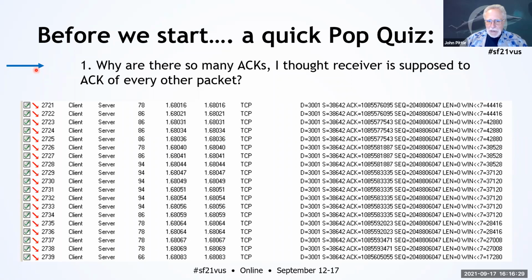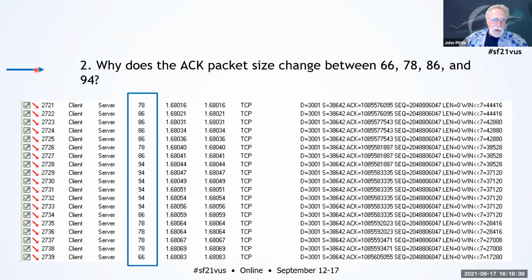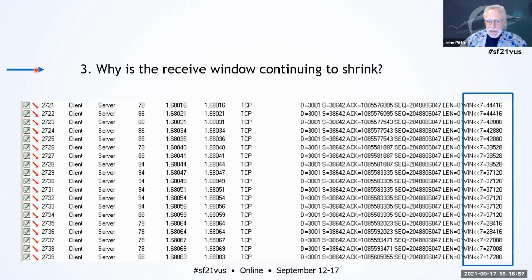There's only 19 payload packets, but we've got all these ACKs. And the answer is, from our earlier discussion, because all of this stuff is out of order. Why does the ACK packet size change between 66 bytes, 78, 86, and 94? That's because the SACK field is growing and shrinking with each arrival of a packet. And we'll see exactly what that looks like in a minute.